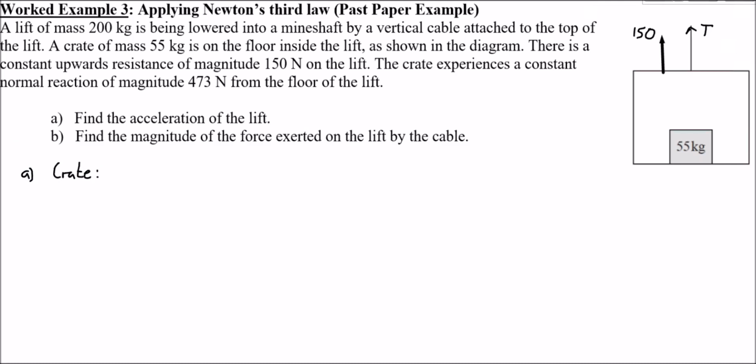So if I just sketch on this crate and then consider the forces acting on the crate. Obviously going down from the crate is going to be its weight, which is 55g. And also acting on the crate is this normal reaction of magnitude 473. So it'll be acting in the opposite direction, pushing up from the bottom of the lift onto the crate from below. So again, that arrow isn't straight, which bugs me. That's going to be 473 newtons.